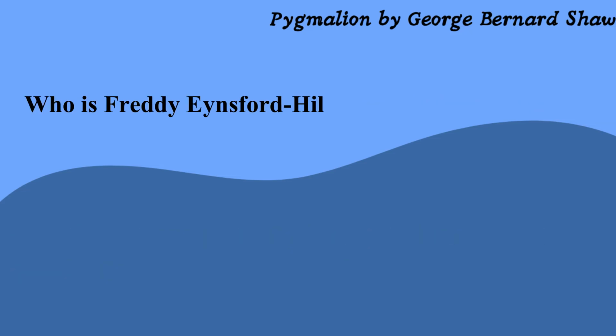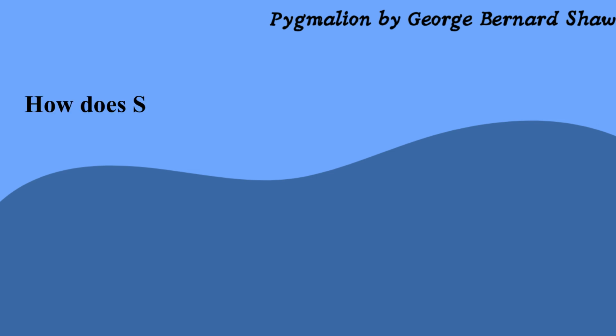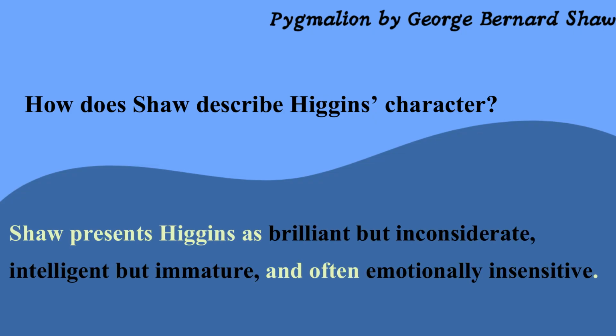Who is Freddie Ainsford Hill? Freddie is a young gentleman who falls in love with Eliza after she becomes a refined lady. How does Shaw describe Higgins' character? Shaw presents Higgins as brilliant but inconsiderate, intelligent but immature, and often emotionally insensitive.